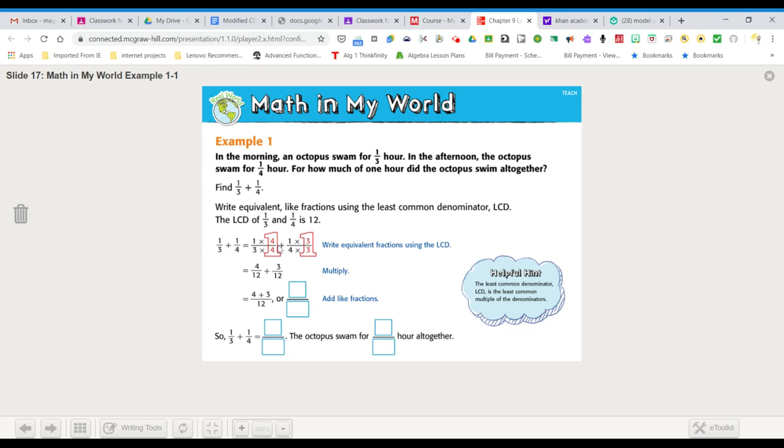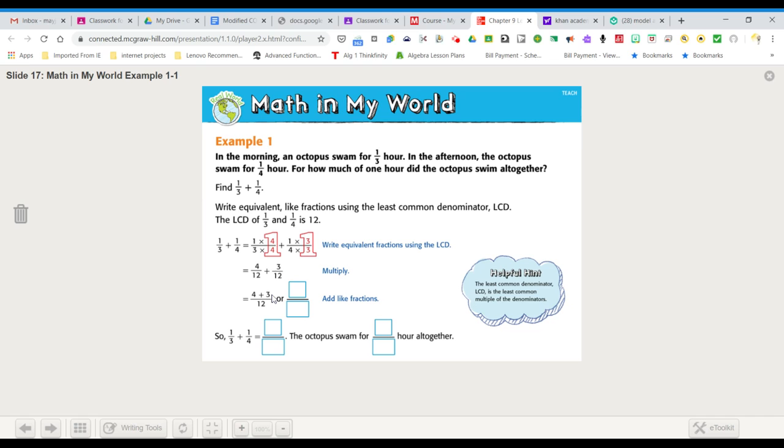Notice that they're multiplying both the numerator and denominator by the same number and creating a new fraction called the equivalent fraction. It has equal value. Why? Because you're multiplying by 1. Anything times 1 equals itself. So you're not changing the value of it, you're just changing the looks of it, if you will. So we've got 1/3, which is equal to 4/12. We have 1/4, which is equal to 3/12.